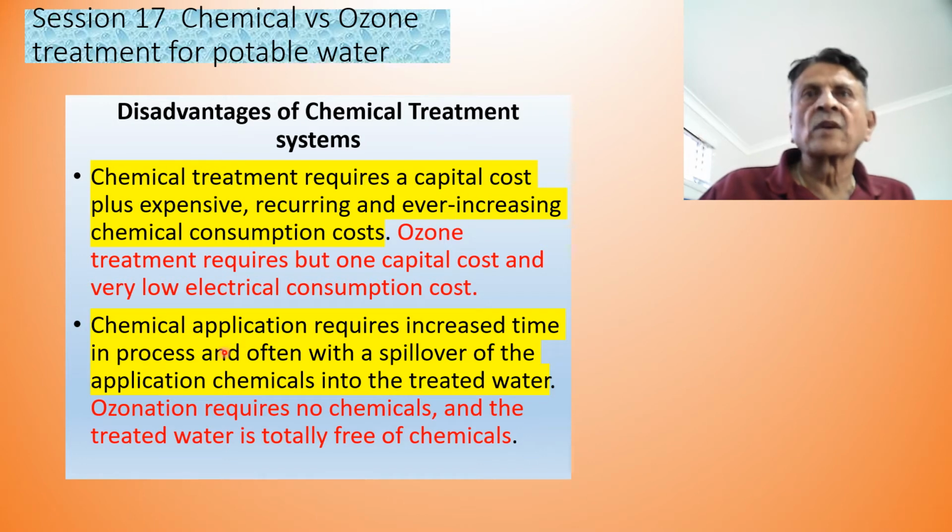Chemical application requires increased time of process, often with a spillover of the application chemicals into the treated water. Since ozonation doesn't require any chemicals, the treated water will be free of chemicals.